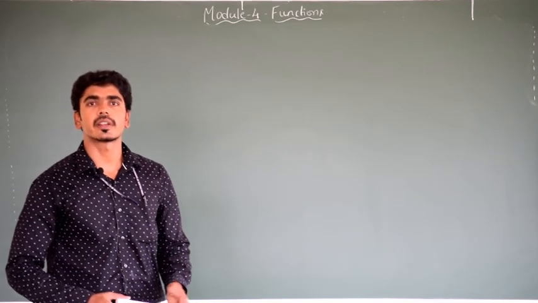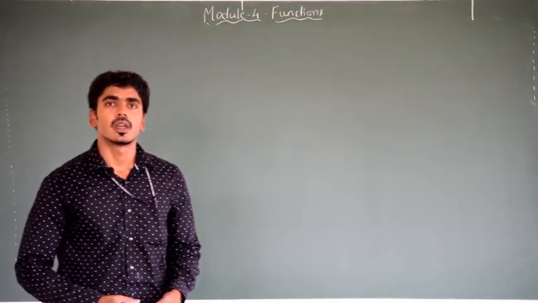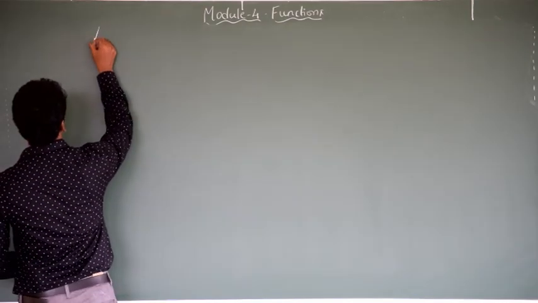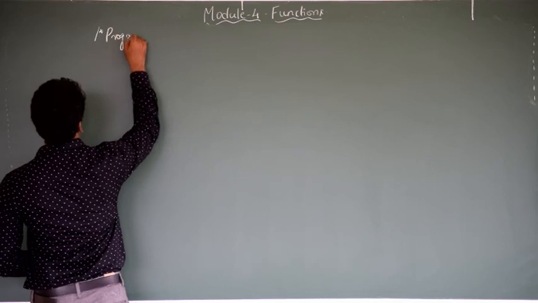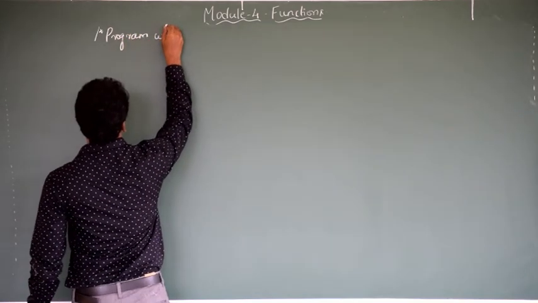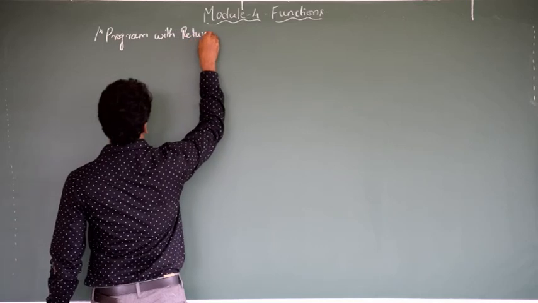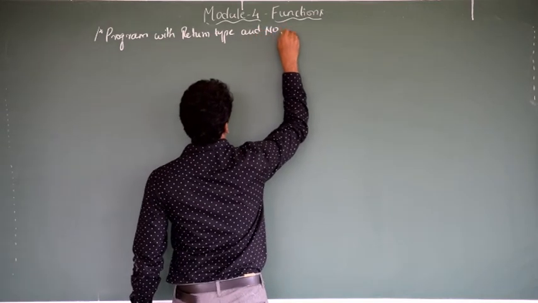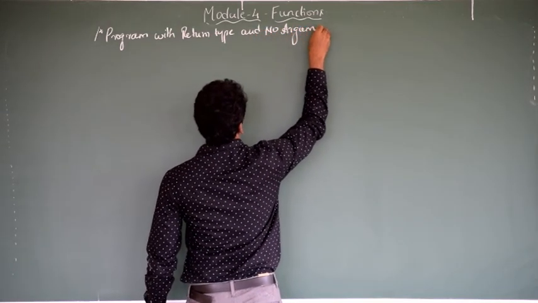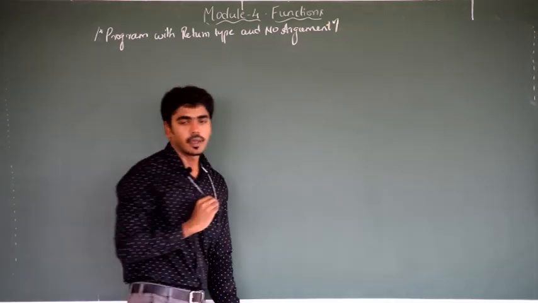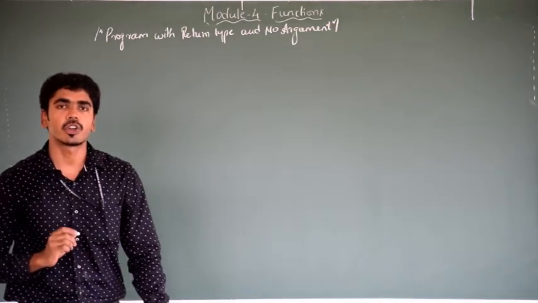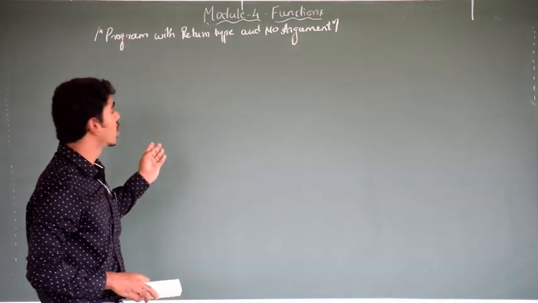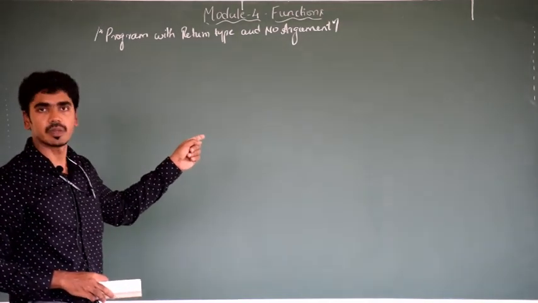Now let's look at the second type of user defined function, that is program with return type and no argument. Here, let me explain you the same program, that is programmed to find the square of any given integer number, but the only change here is, now this program is going to have a return value, but it is not going to accept any arguments.